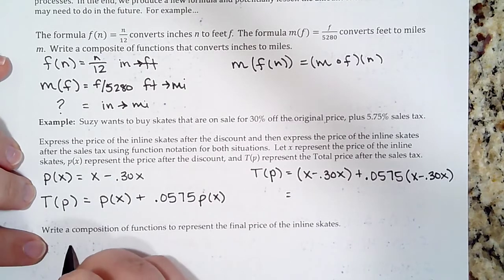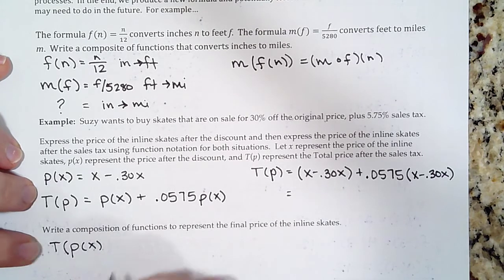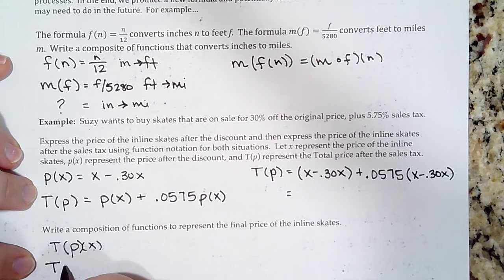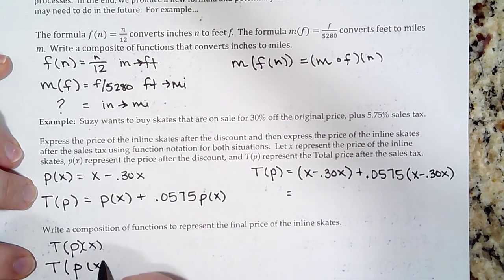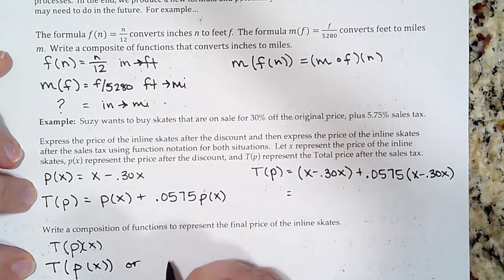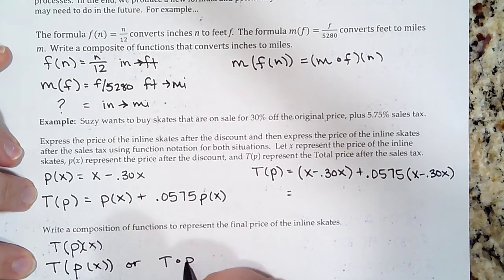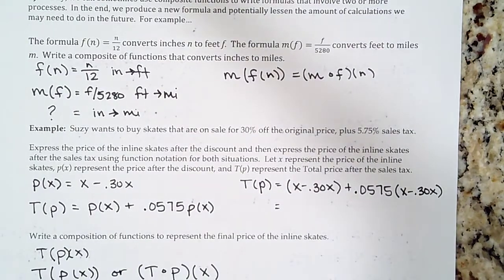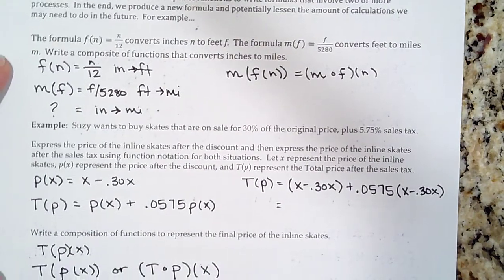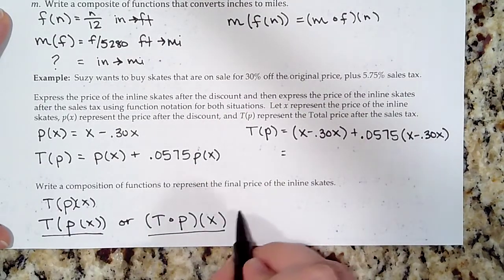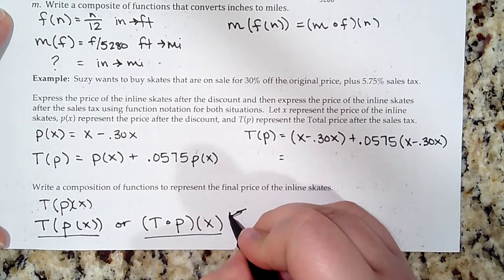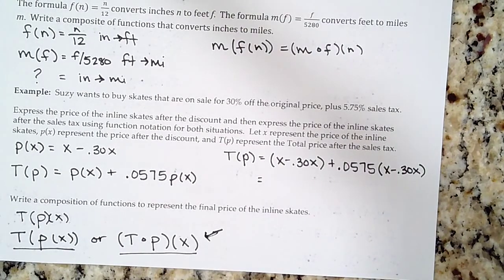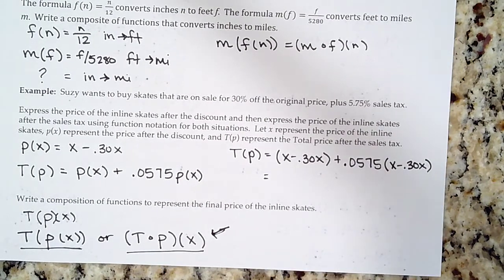Well, because we took p of x first, and then we took t of p of x, another way of writing this would be t of p of x, or using our new notation, t of p of x. Again, however you want to write it, both of these are perfectly valid ways of writing it. You're probably going to see more of this one because it tends to simplify some of those parentheses, which can be a little confusing.